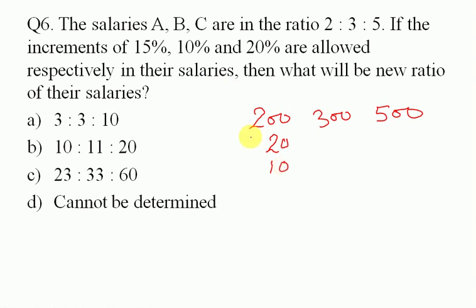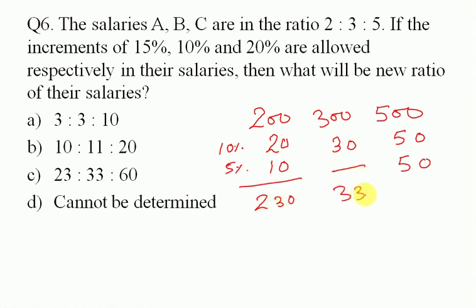Look at the percentage lesson if you are not getting how this works. So what do I have to calculate? 15% of 200. 15% is 10% plus 5%. And 10% of 300 is 30. 20% of 500: 10% is 50, and 10% is again 50. Overall it is 200 plus 30, that is 230. This is 330. This is 600. So what is the ratio? The zeros will cancel out. The ratio is 23:33:60.